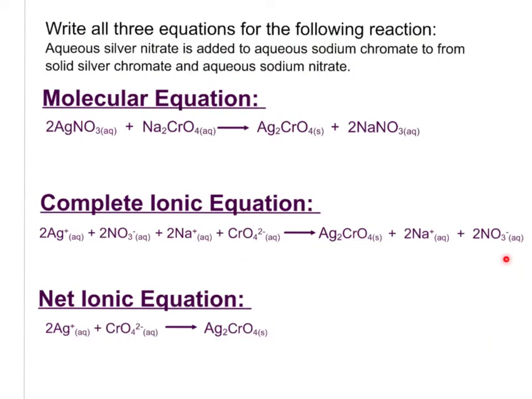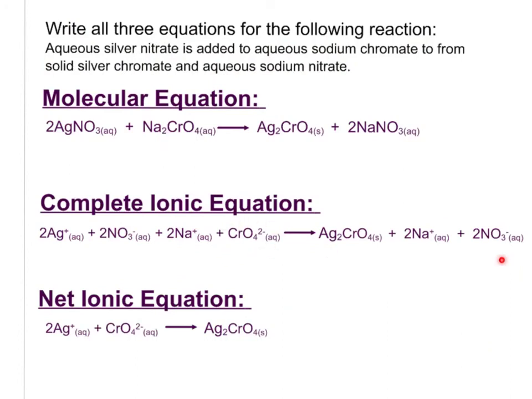You can pause the video and look at this if you need a little more time to understand it, but my ions are all going to dissociate nicely into strong electrolytes. I'm going to have silver ion with a +1. There are 2 of them. And my nitrate ion, there will be 2 of those. Sodium ion is going to dissolve into sodium plus. There are going to be 2 of those. And my chromate ion, there's just 1 of those.